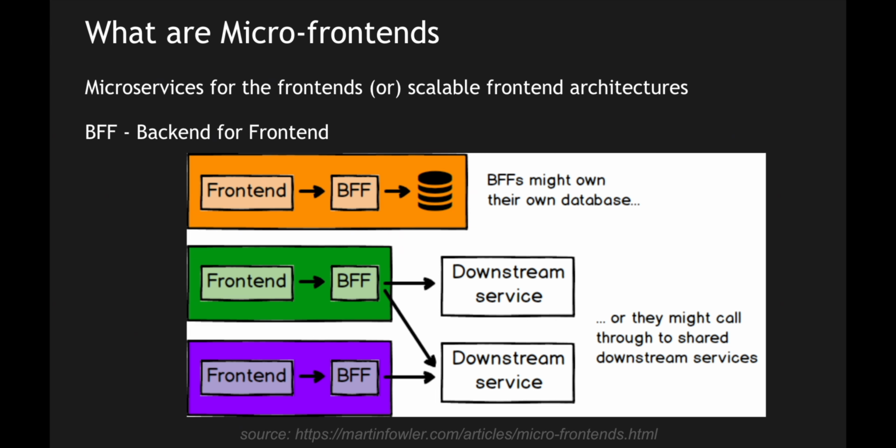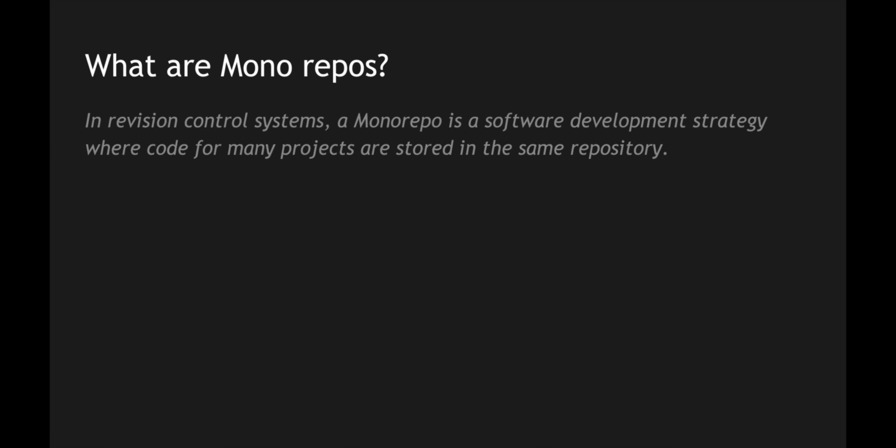Now that we know what micro frontends are, let's look at what monorepos are. This is the classic definition which is given in Wikipedia. In a revision control system, a monorepo is a software development strategy where code for many projects is stored in the same repository. So as the name suggests, it's called monorepo because it's mono, which is one repository, and then you have code for multiple projects which are stored in the same repository. That's what a monorepo is essentially.